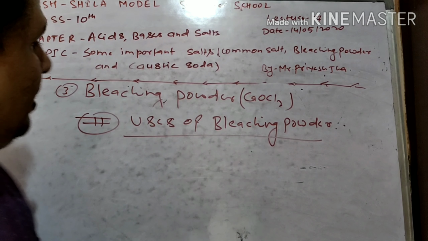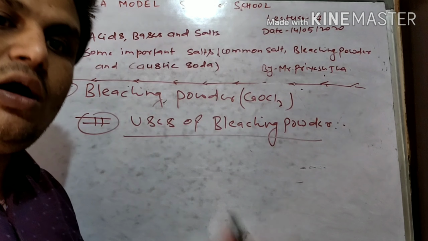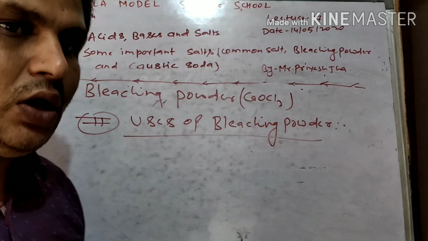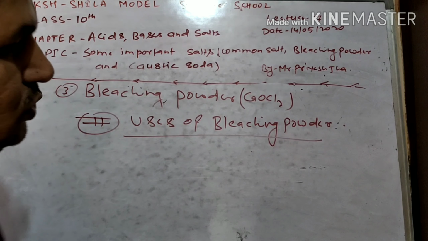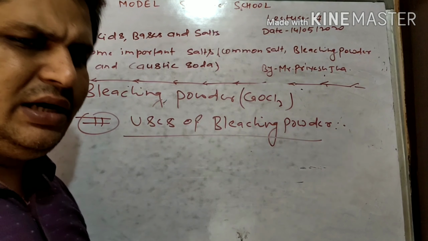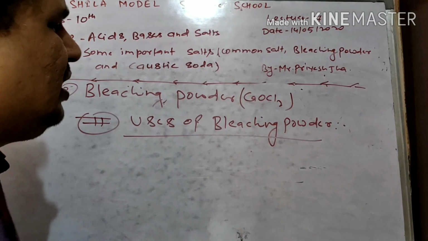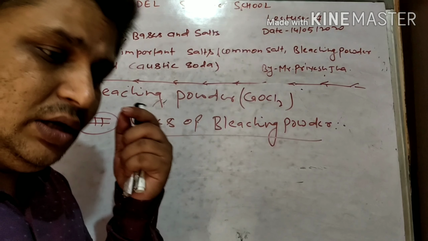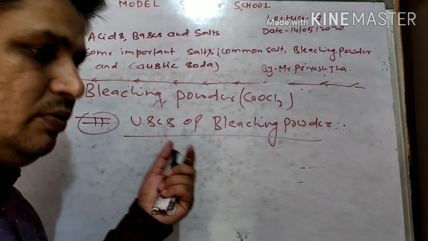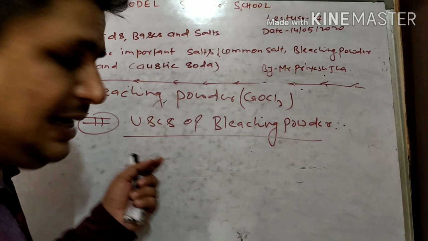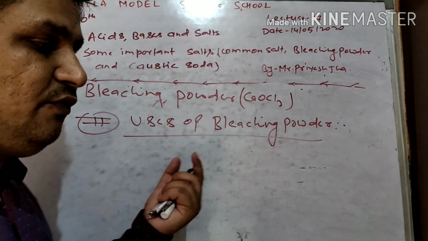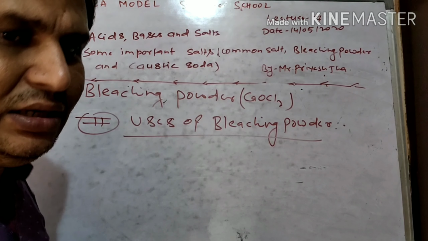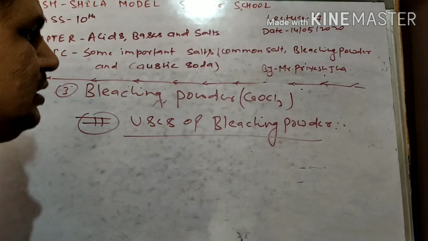Another use of bleaching powder is removal of color from any textile or any cottons. Next one, it is used in paper industry and textile industry. So there are so many uses of bleaching powder. One is disinfectant in water to remove bacteria. Second one, to remove color from textiles, and third one, it is used in paper and textile industry. So these are the uses of bleaching powder.